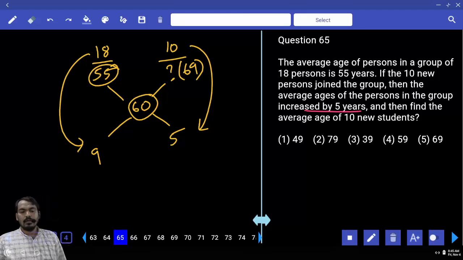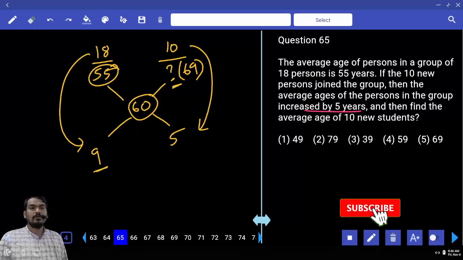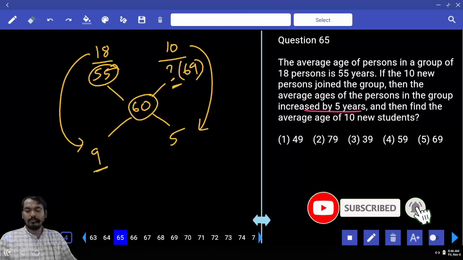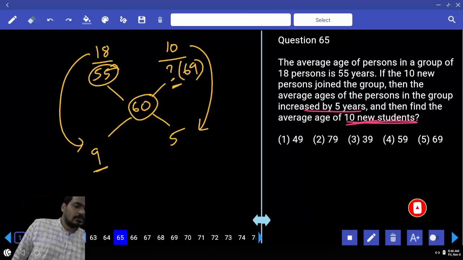Half of 10 is 5. Half of 18 is 9. If it is 9, the question mark must be 69. That is the average of how many students? 10 students. Okay. Thank you.